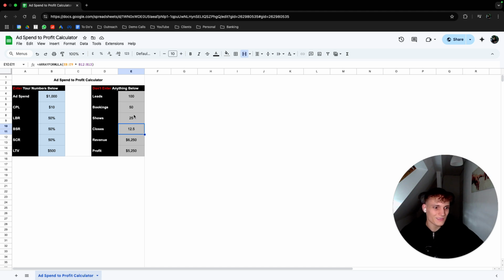Now, this is going to be a little bit odd because you're not going to have 12.5 new students, but mathematically speaking, you would. Anyways, and then revenue, this is basically just calculating the lifetime value. So if you have 12.5 new students and the lifetime value is 500, then you would have made $6,250. Now, profit is basically just the revenue minus the ad spend. This is then what you've made in profit with these ads, which is pretty good, I guess.